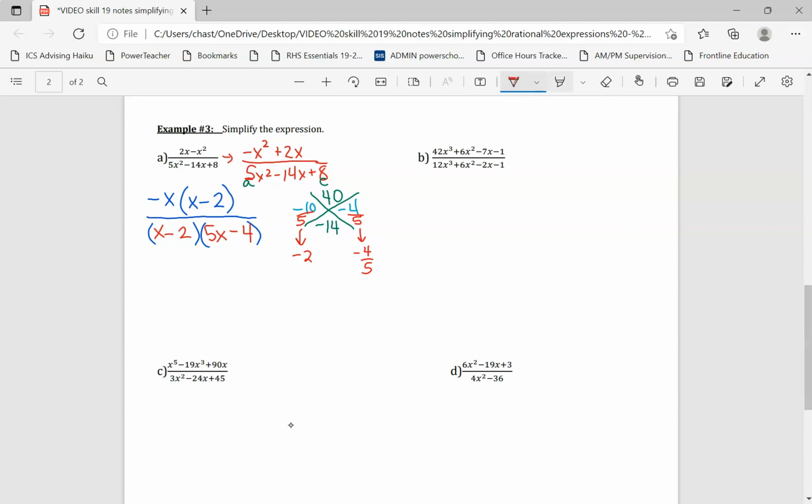Okay, so I've now factored, so now we want to look and see if anything cancels. I see an x minus 2 that cancels from top and bottom, so all that I have left is negative x on the top, and then I have 5x minus 4 on the bottom.